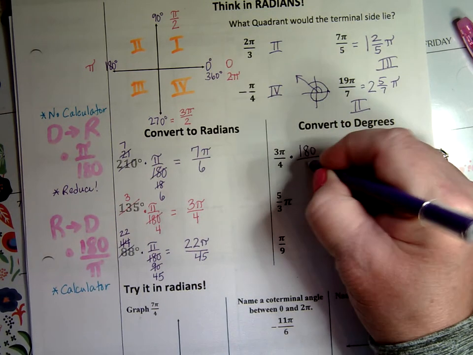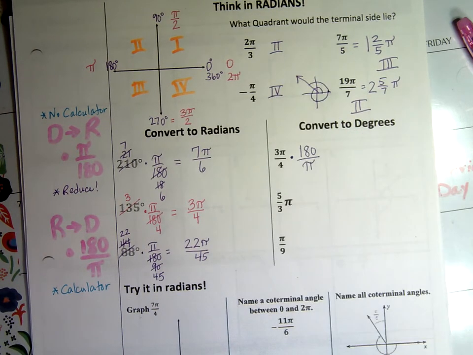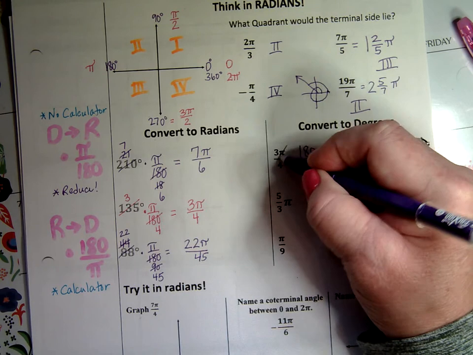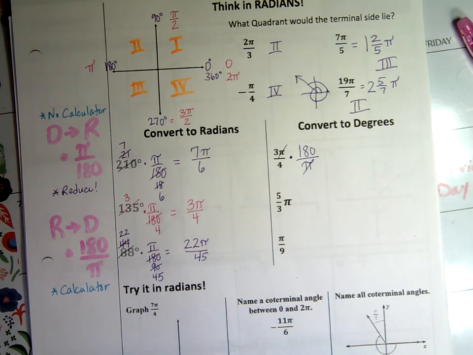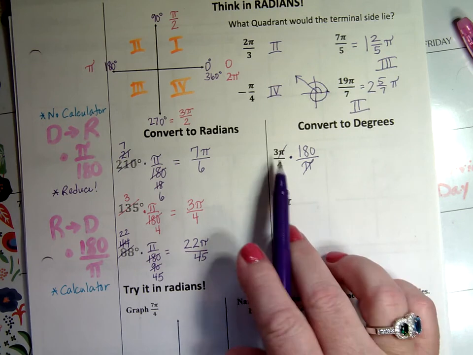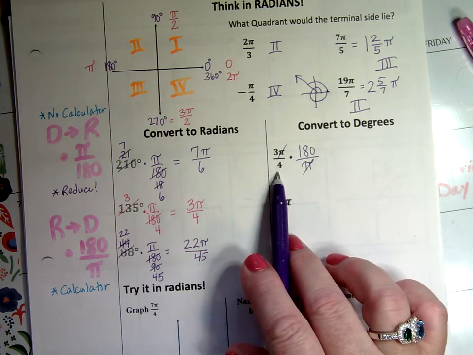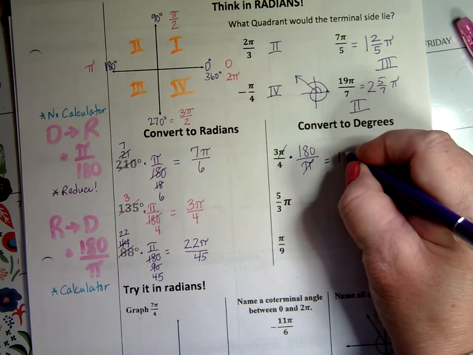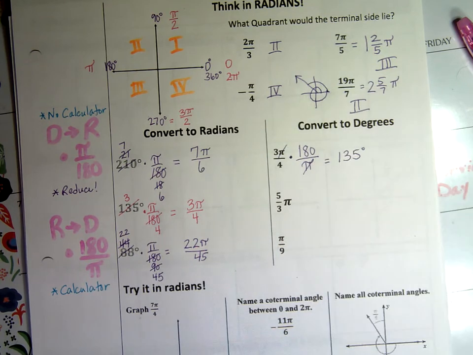And the reasoning behind that is I want my pi's to cancel, because remember, now I just want a number answer. I don't want pi in it. So pi, bang, bang, the pi's out of there. And then go to your handy dandy calculator and take 3 times 180 divided by 4. 3 times 180 divided by 4 is 135. And now you want the degree symbol with that, because now you're into degrees.